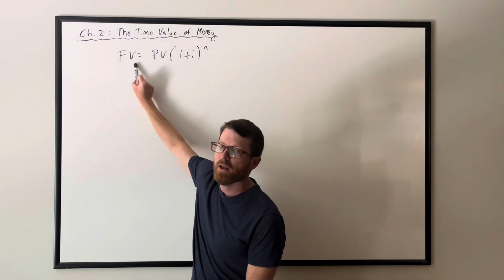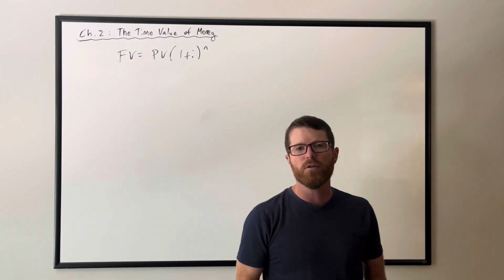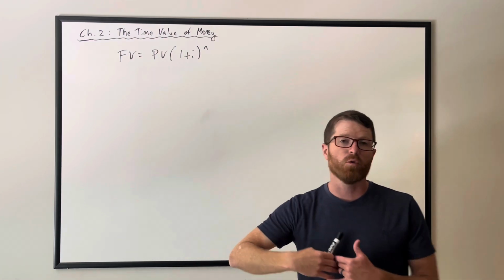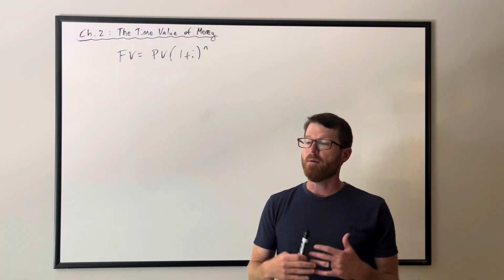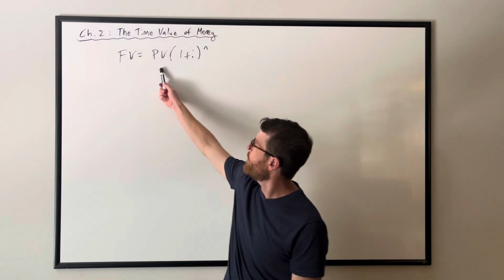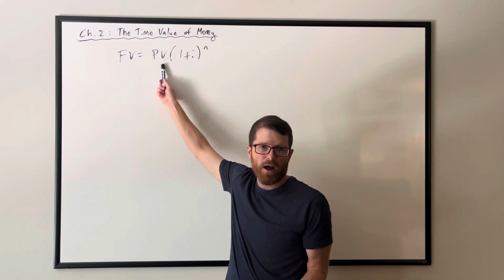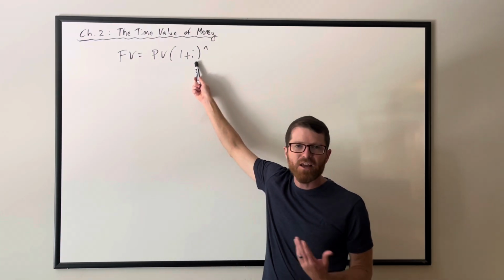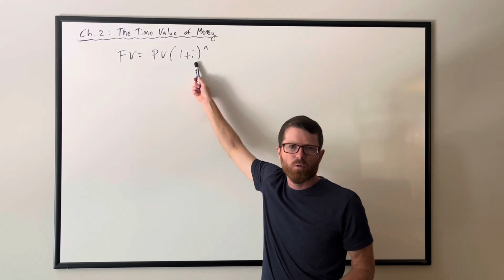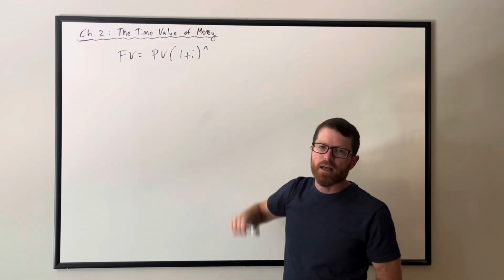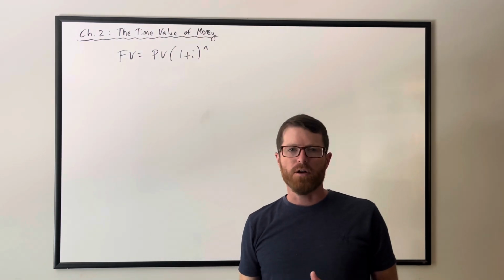What we're solving for is the left-hand side, the future value. So if we invest money today, how much are we going to have in the future? And the amount that we're going to have in the future is based on how much we start with, the present value, I, the interest rate, that would be the annual return we're getting on that investment, and N, which is the number of years.